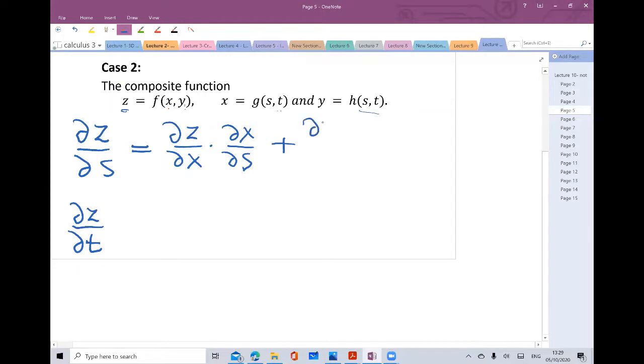If I'm going to add up the derivative of z with respect to y times the derivative of y with respect to s. Now I have two branches, and two terms, equivalent two terms, okay?